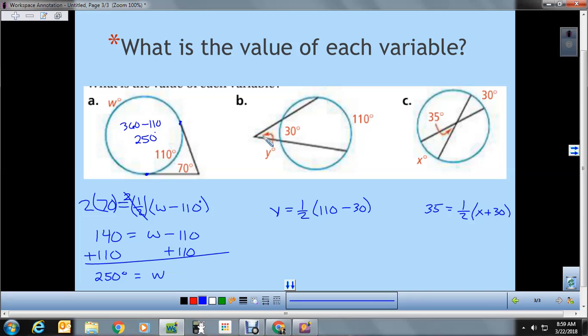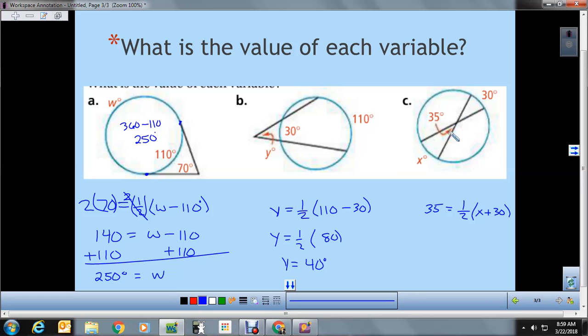Now this one here, the angle is formed on the outside. That means we're going to take the difference of the two arcs and divide by 2. So here we have the larger arc is 110. We're going to subtract 30 from 110, which is going to give us 80, and half of 80 will give us 40. So y is equal to 40 degrees. So this is a 40-degree angle on the outside.